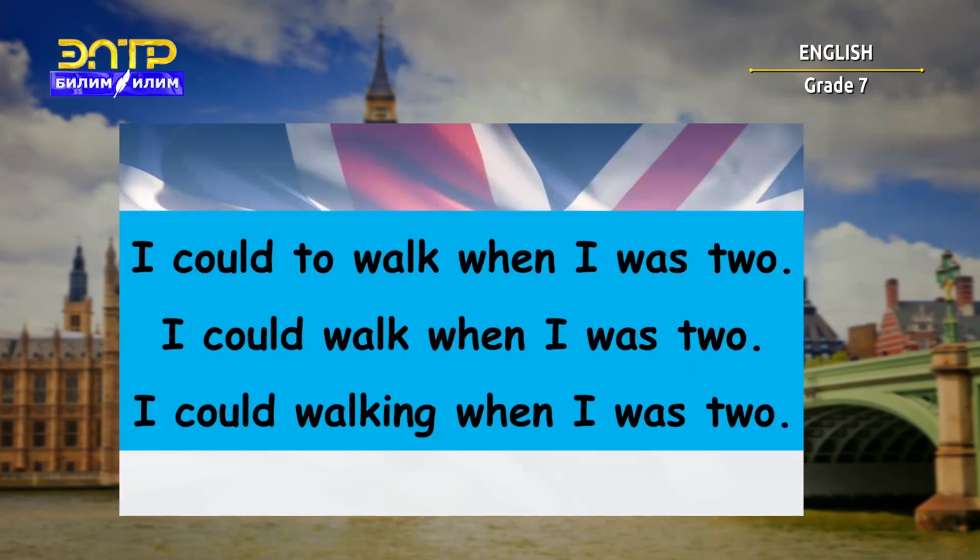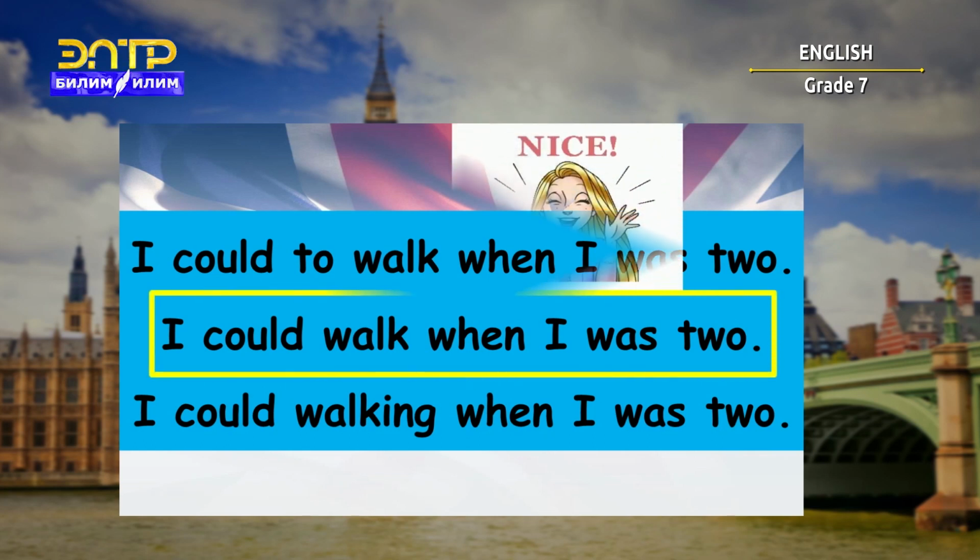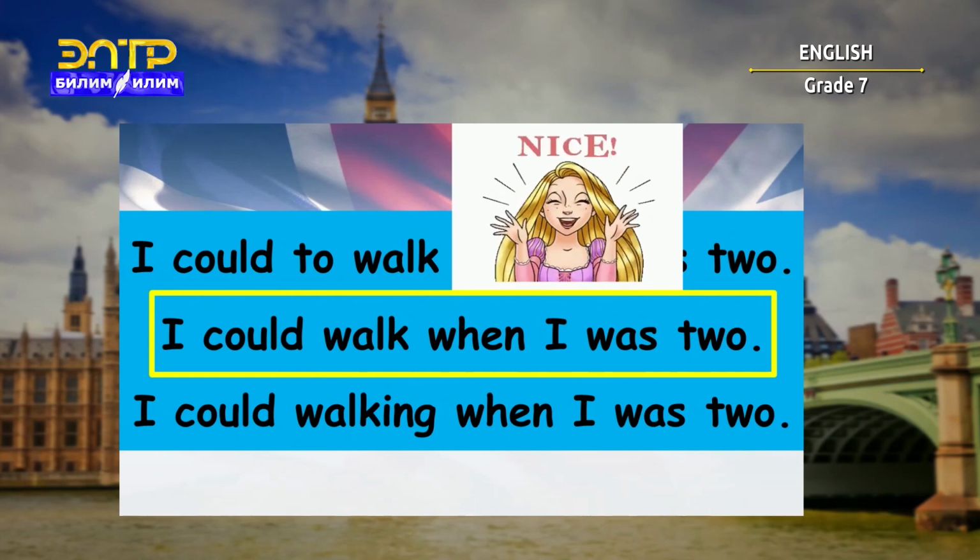Good job! Here, guys, you can see 3 different sentences with could, and only one sentence is correct. You have to read with me all these sentences and choose the one that is correct. Let's go. I could walk when I was 2. I could walking when I was 2. And the right answer here is... right. The second sentence. I could walk when I was 2.